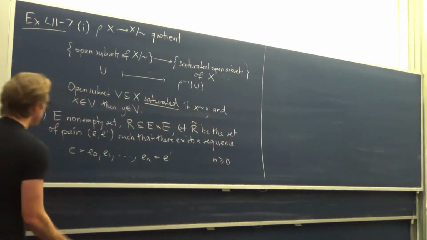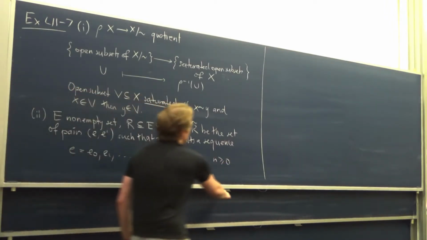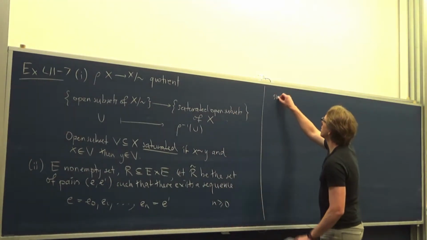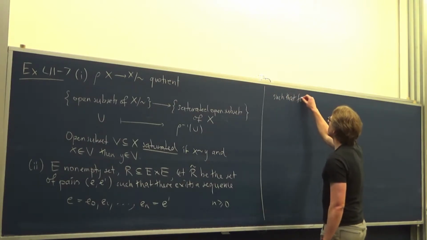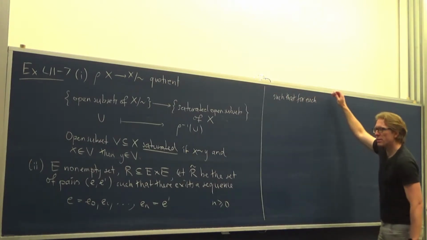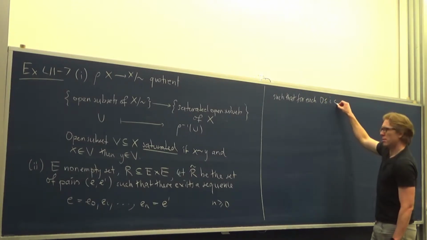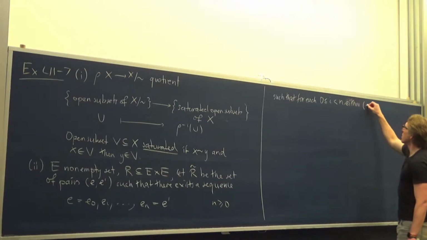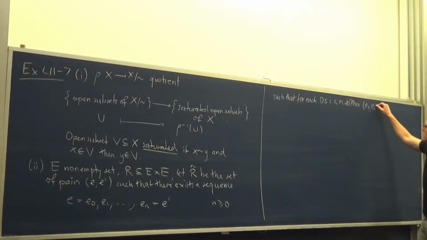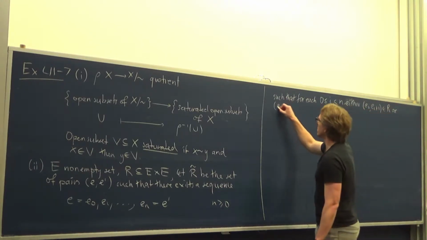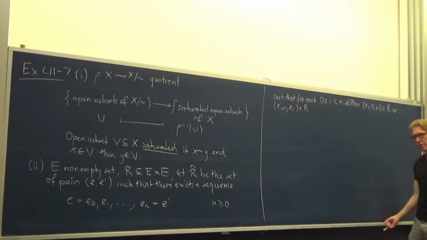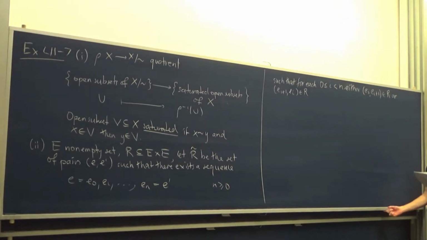I'll say what n equals, so n equals 0, it's clear what that means. So if there's a sequence of such things in E, such that for each relevant index i, either the pair that appears in the list as consecutive elements is in the relation, or its reversal is in the relation. And we need that because we don't know ahead of time that R is symmetric.